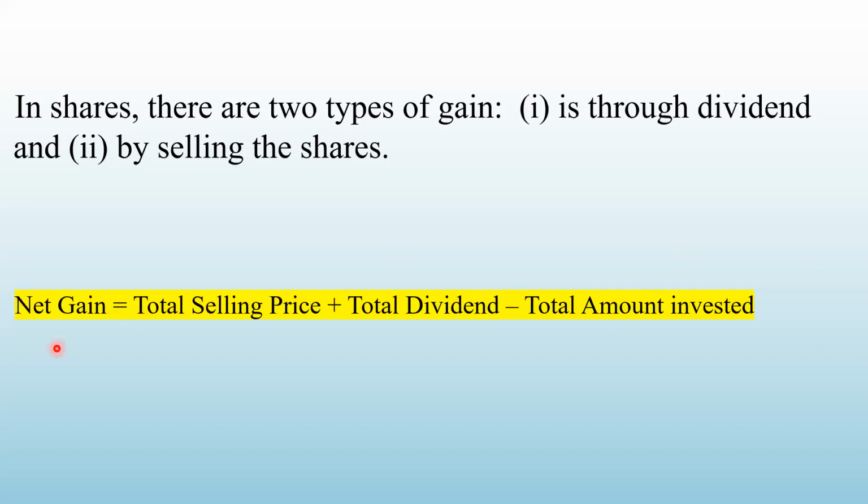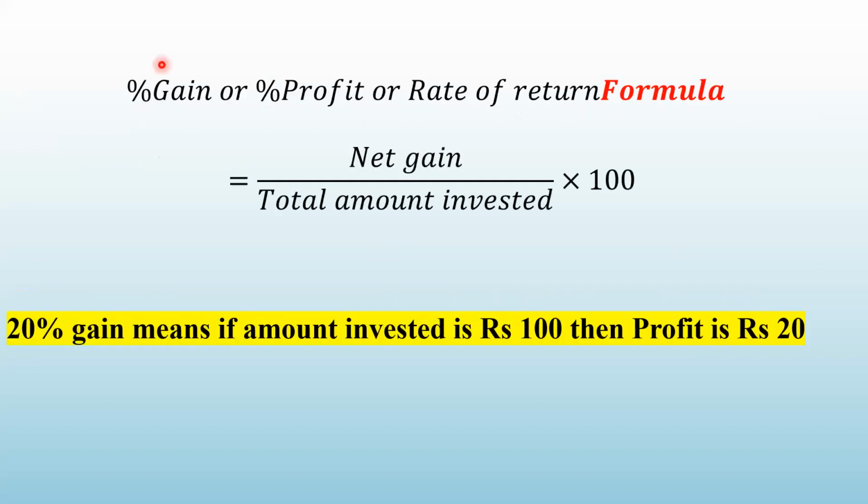Then one more term is there, which is called percentage gain or percentage profit. Gain and profit is the same. We also call this a rate of return. And what is the formula to calculate it? Net gain divided by total amount invested multiplied by 100. That means your percentage profit or rate of return is expressed as a percentage of your amount invested.